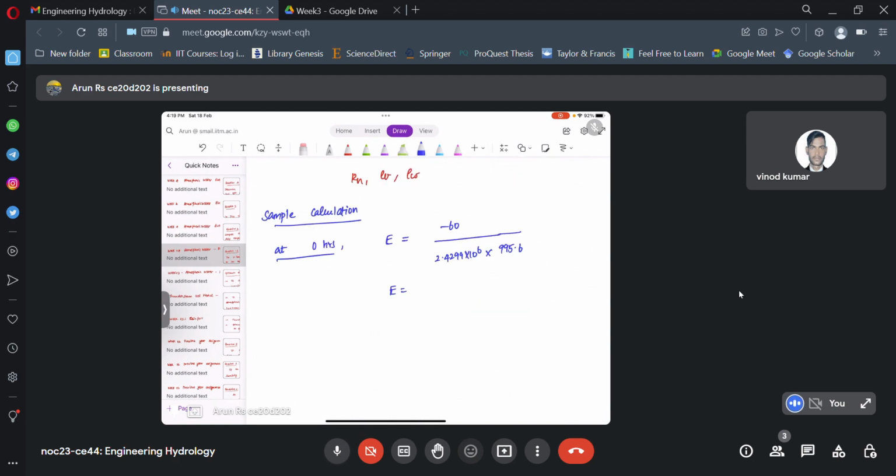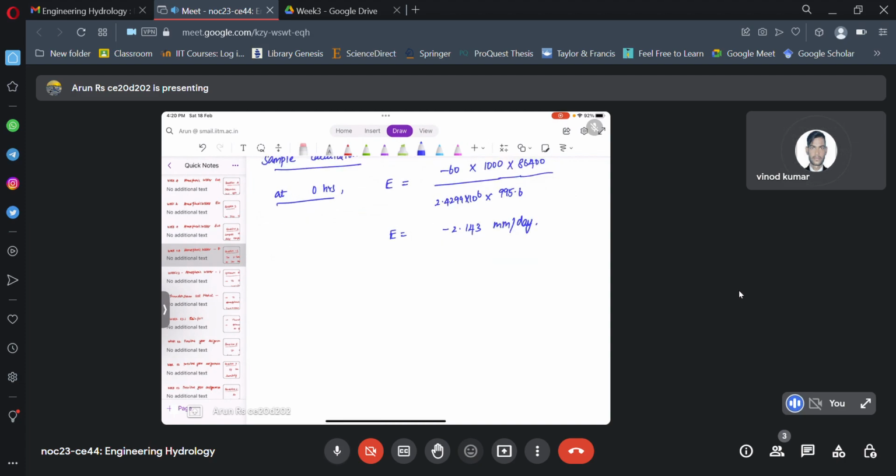So this will give you the evaporation rate in meter per second, but we need it in terms of per day. So I am multiplying by 1000 to convert to millimeters, and again multiplying by 86400. This is nothing but 24 into 60 into 60. So I'm converting it into per day. So I'll get a value of minus 2.143 per day. It just signifies that there is no evaporation taking place.